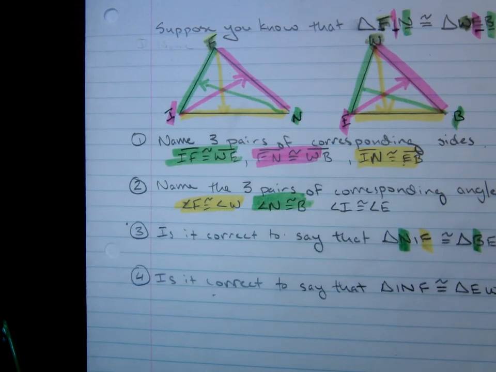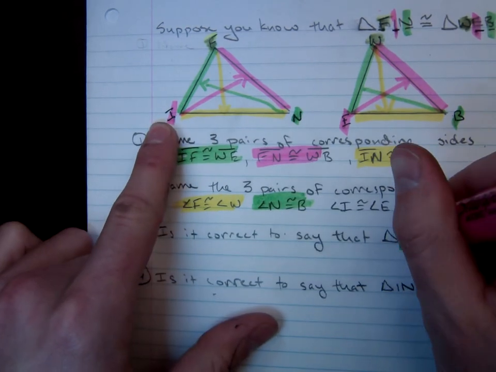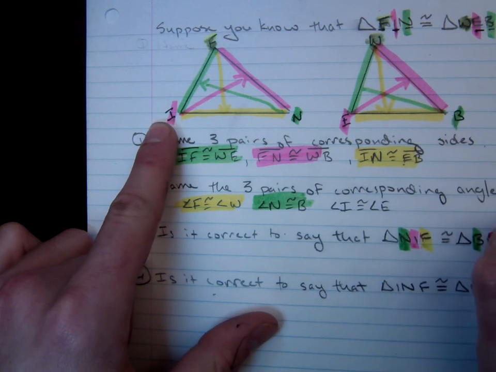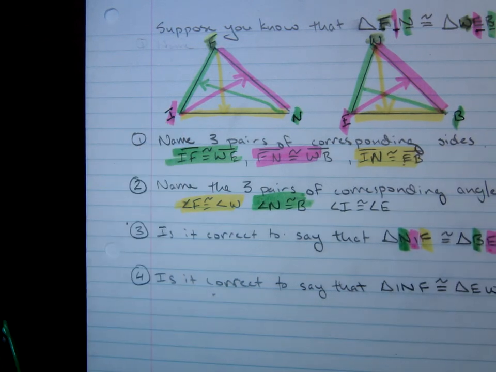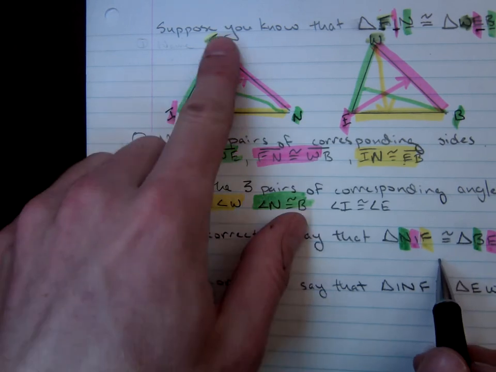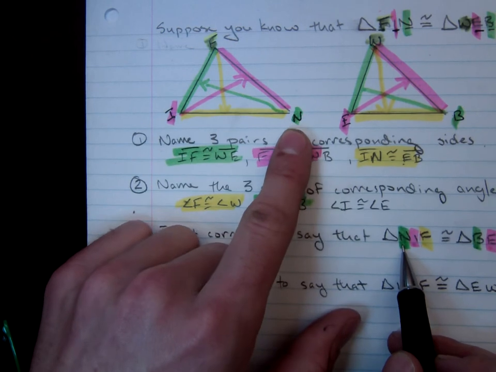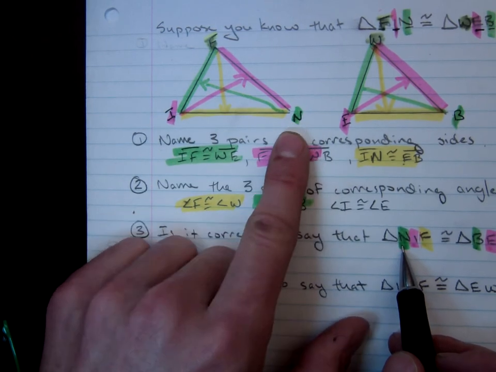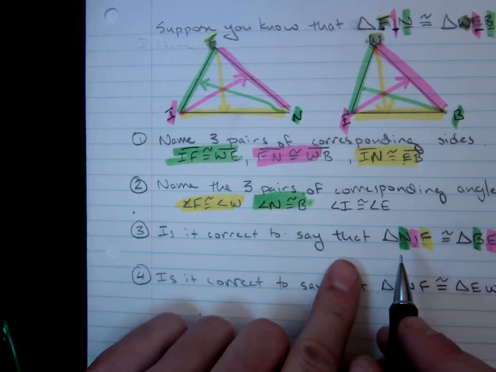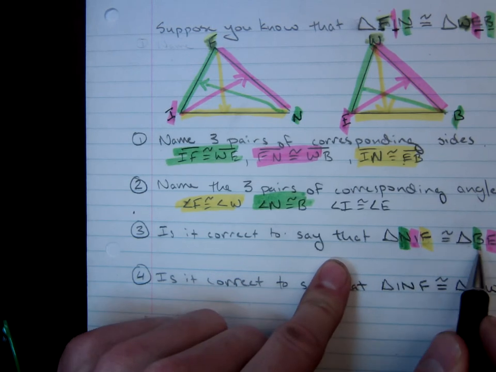And I have that I was my pink angle, and E was my other pink angle. Now I just have to make sure the colors are in the same order, because in that way I know that both of these are traveling along exactly the same, and our corresponding angles, our vertices, are in fact corresponding when we name it like this. Well, I have green, pink, yellow, and here I have green, pink, yellow.